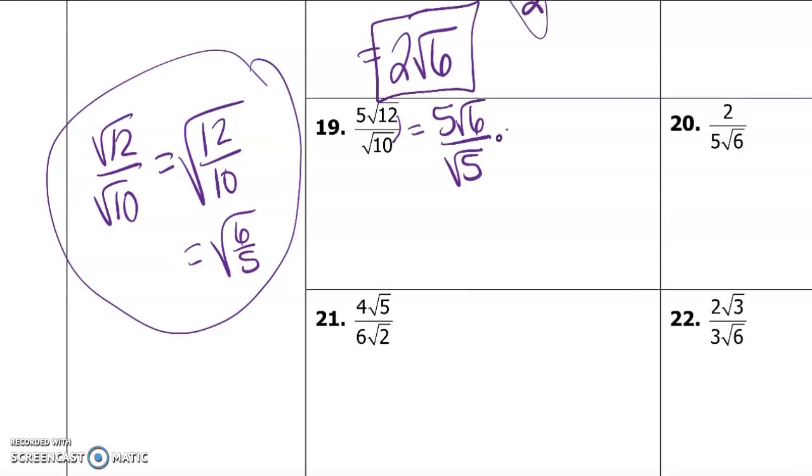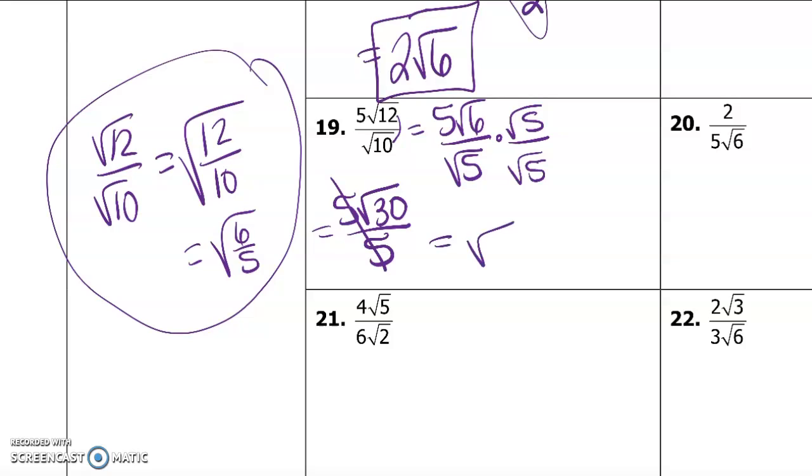So now I need to multiply by square root of 5 and square root of 5. So I have 5 square root of 30 all over 5. Again, it's the square root of 25, which is just 5. So these 5's cancel out, and I'm left with square root of 30 for my final answer.